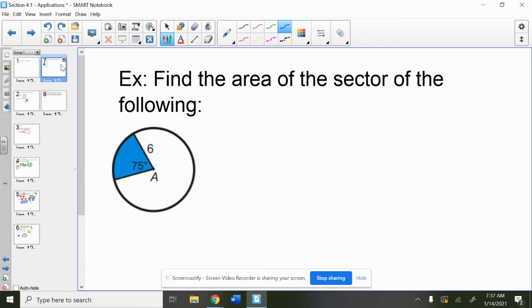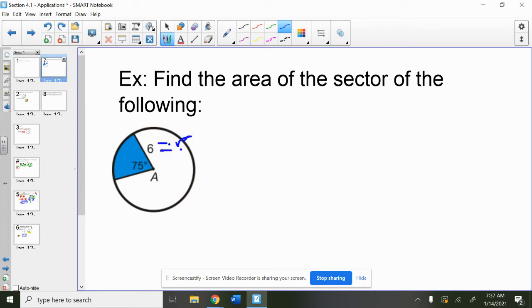Okay, find the area of the sector of the following. And so we can do the same thing that we've basically done before. What do we know? What do we not know? Sometimes that's really helpful for people to be able to figure it out. So here's what we know. It gives us this radius. So R.